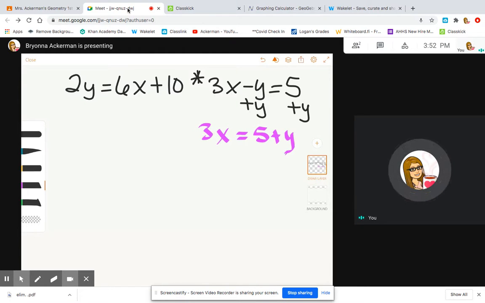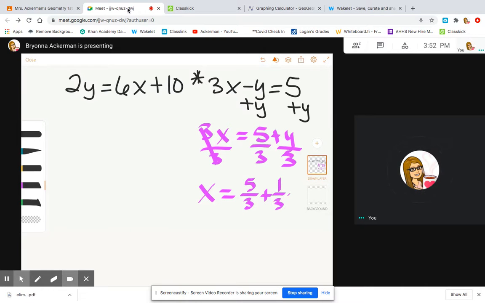Okay, and then x is almost by itself. So now I need to divide everything by 3. And so I get x is equal to 5/3 plus 1/3 y. Okay? And so I've now solved for x. So x is all by itself.